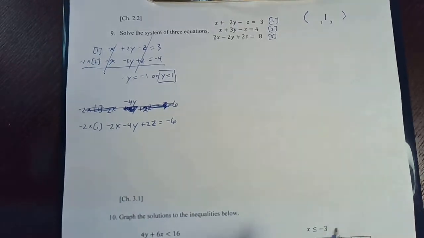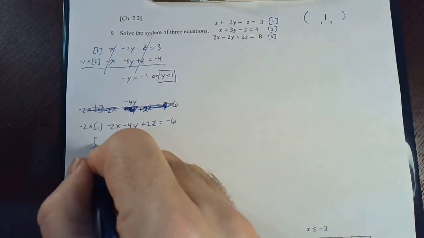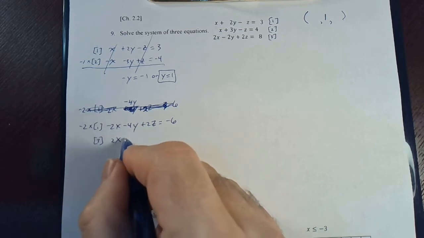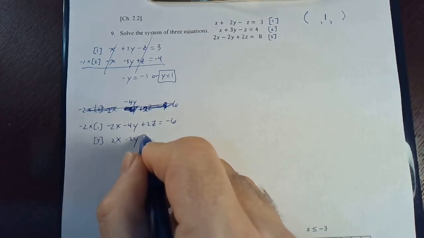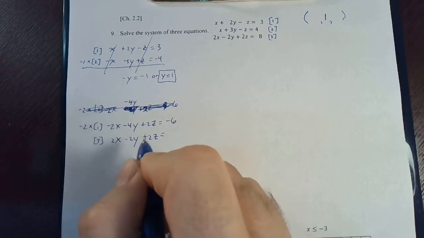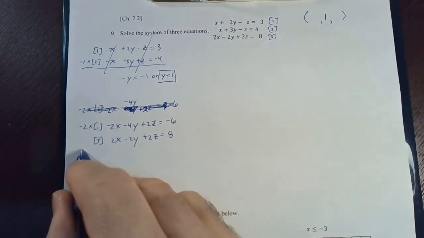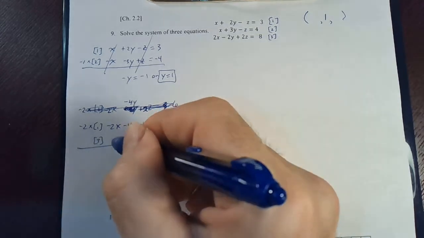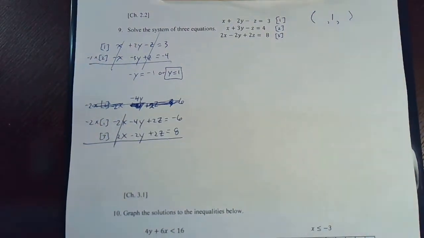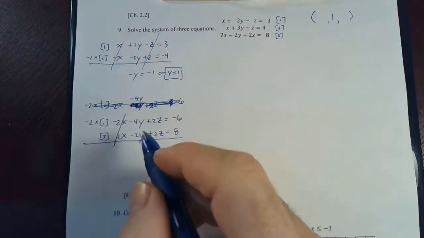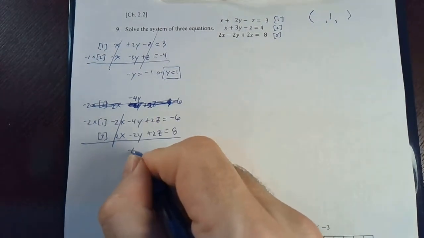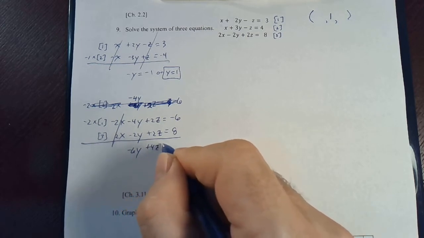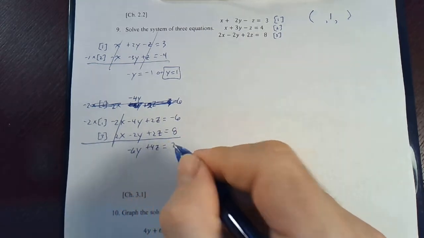All right, underneath that, I'm just going to write equation number 3 as it is, which starts with 2x minus 2y plus 2z equals 8. And now, because we multiplied equation number 1 by -2, those x's are going to cancel out. And we get -6y plus 4z equals, add those and we get a 2.